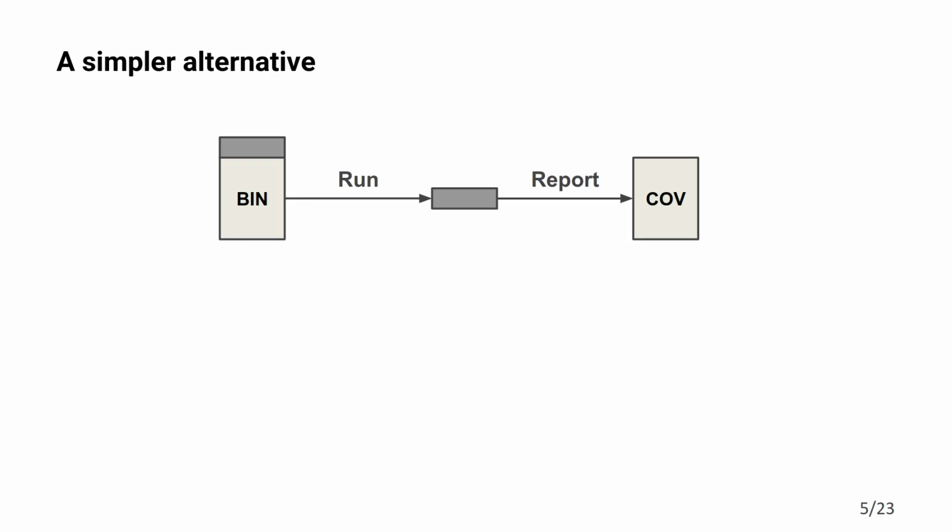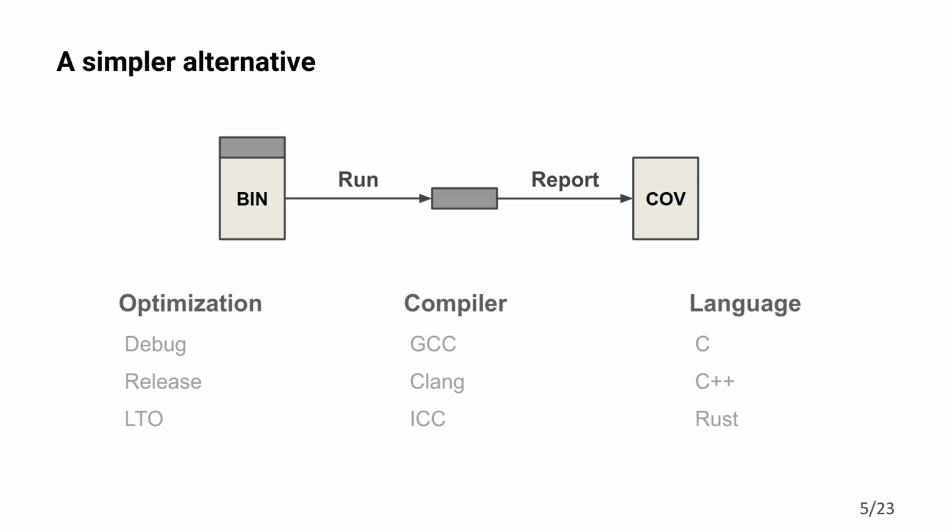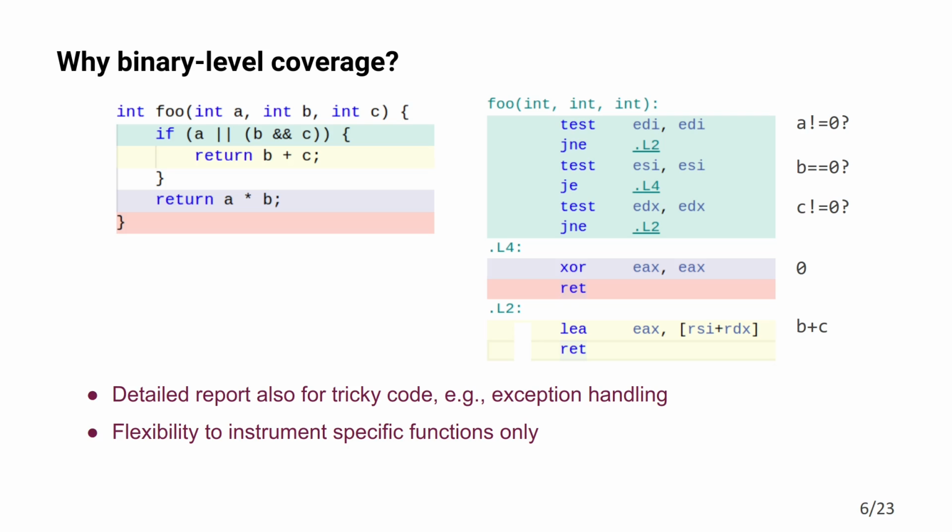So why not simplify things by starting directly from the binary? This would allow us to obtain a precise coverage report, regardless of the optimization level, used compiler, and even the programming language. Statement coverage is the most popular coverage metric. It can be easily supported by a binary coverage tool using off-the-shelf debug information to map instructions to lines of code. However, binary coverage can offer more detailed information. This includes insights about the individual branch decisions taken by the program.